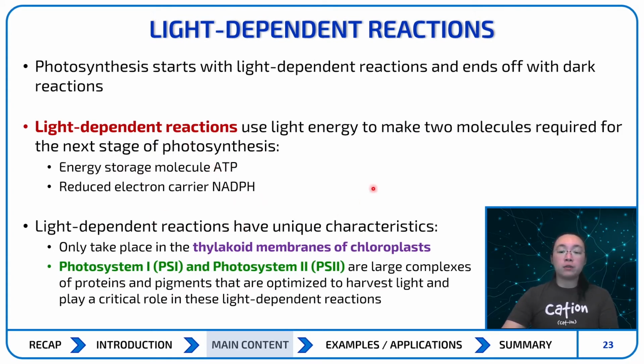Light-dependent reactions have unique characteristics. Number one, we already mentioned them. They only take place in the thylakoid membrane of the chloroplast because that's where the chlorophyll is. There are two large complexes that have reaction centers, photosystem 1, PS1, and photosystem 2, PS2, and these play a critical role in harvesting light and sparking these light-dependent reactions. Now, something that's interesting is that photosystem 2 actually comes first.